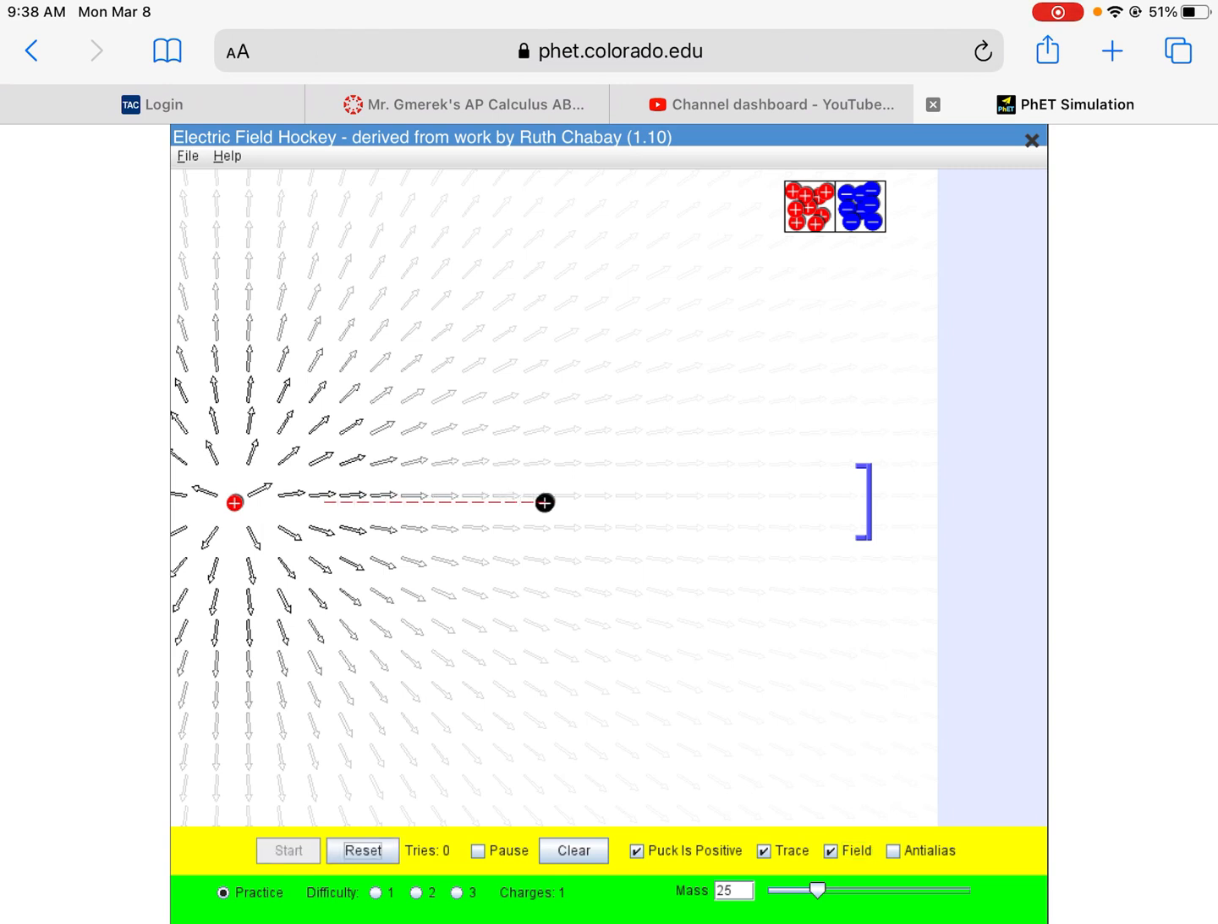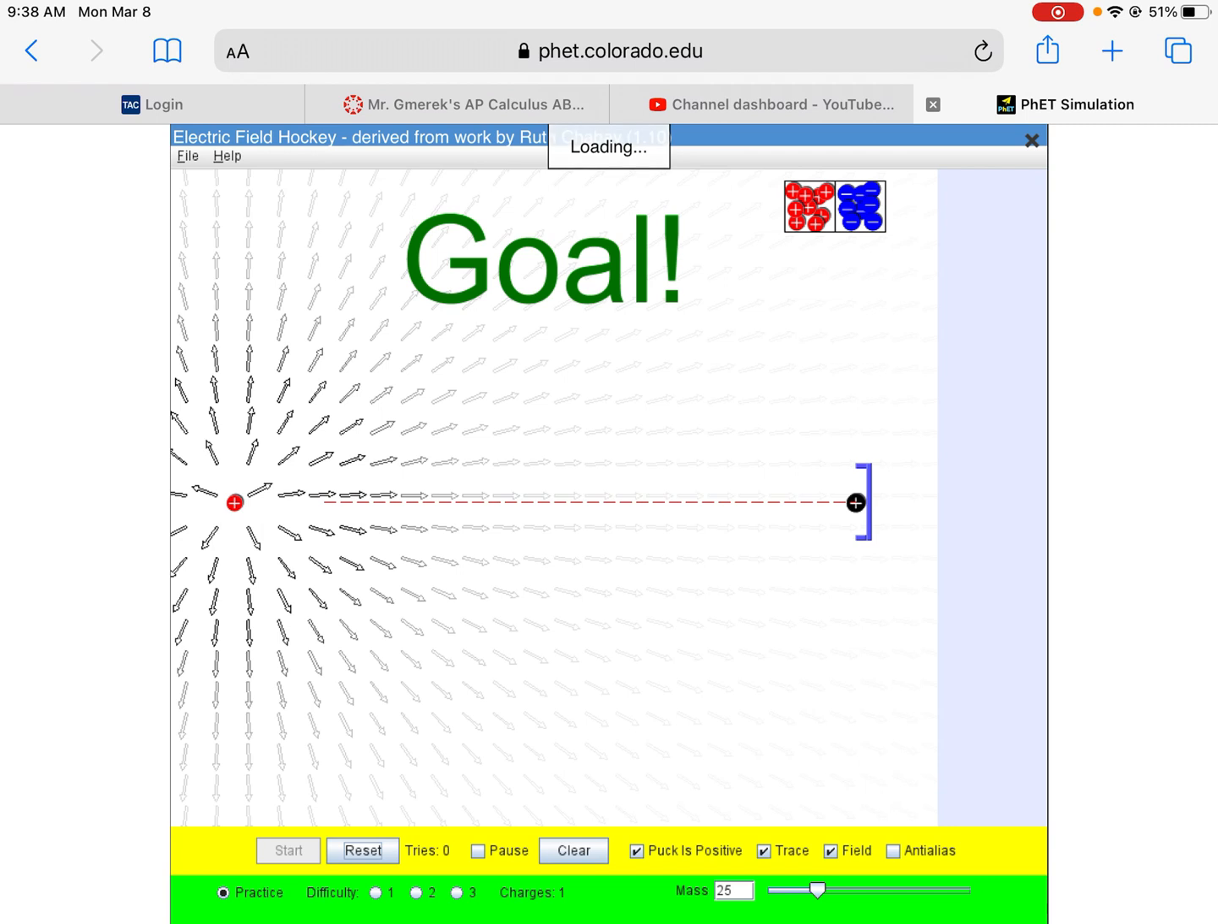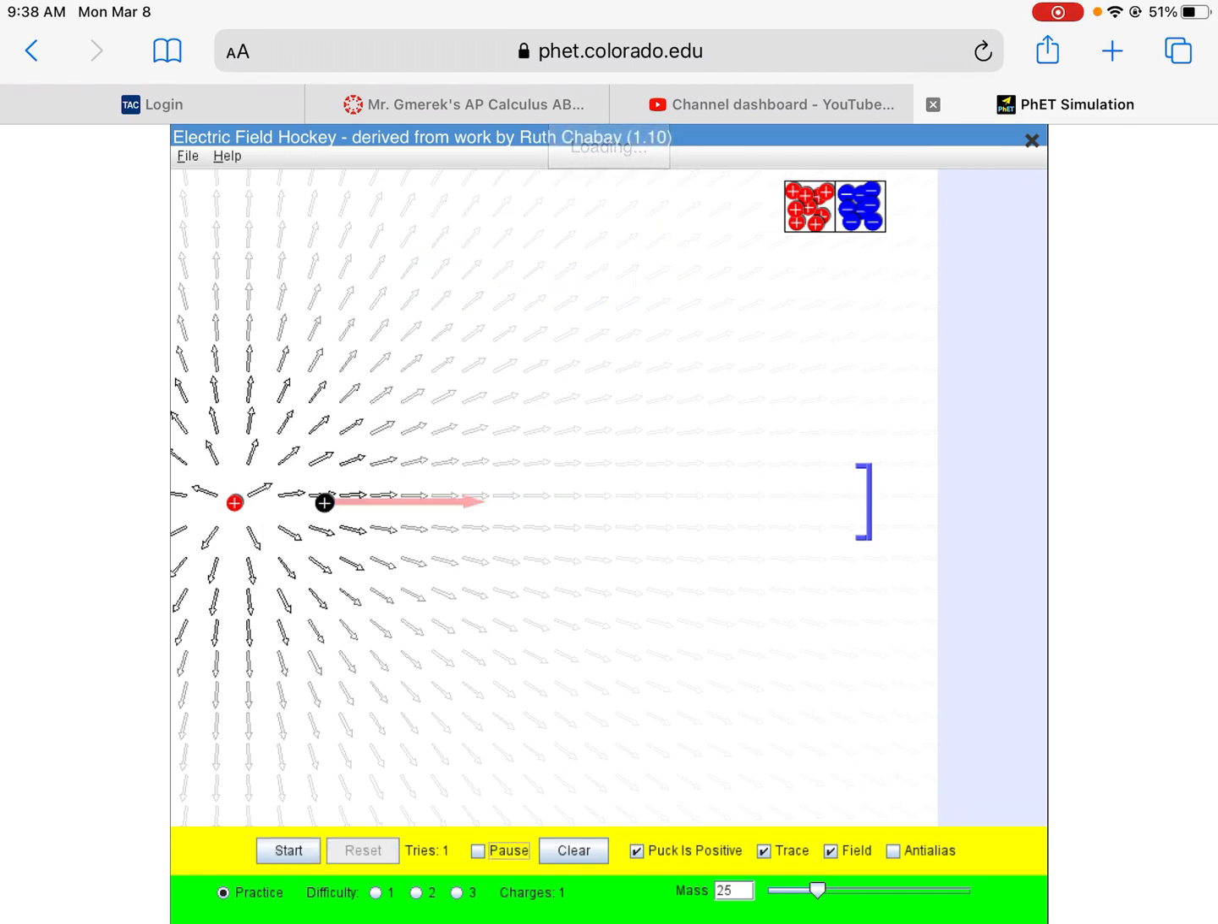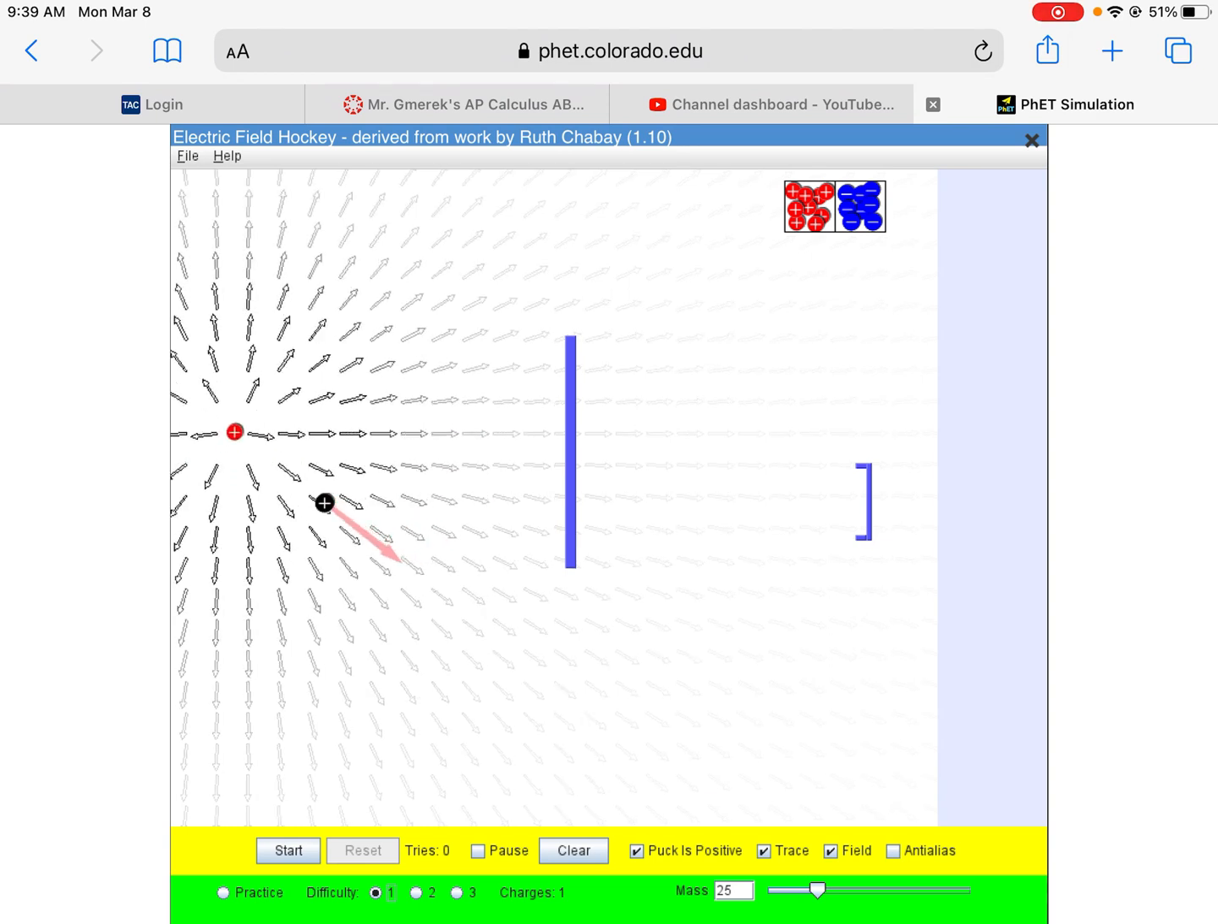So if I hit start, my goal is to shoot the puck into the blue goal over here, and it made it. Now, of course, that's very easy, but if you change your difficulty down here to 1, now it puts a wall in your way. So now we've got to angle it this way, if it will let me grab that charge. There we go. Also, the intensity of the arrows is how fast the puck will move. So the darker the arrows, the more effect it's going to have.